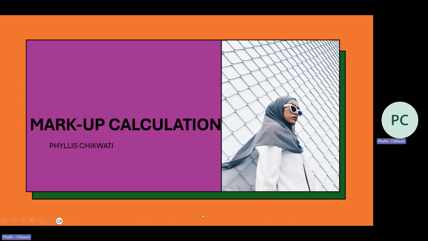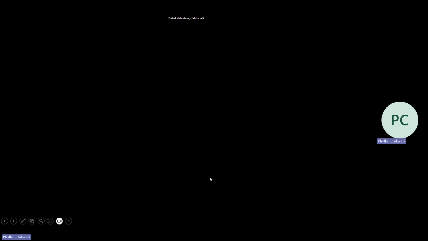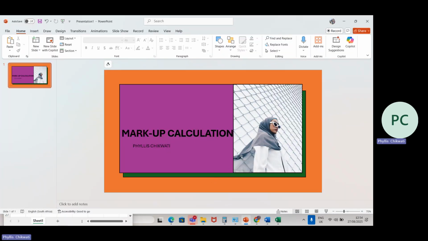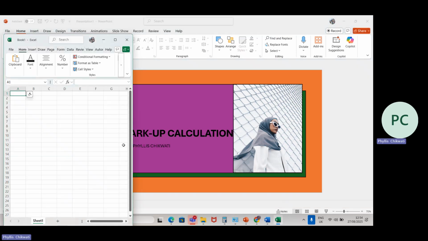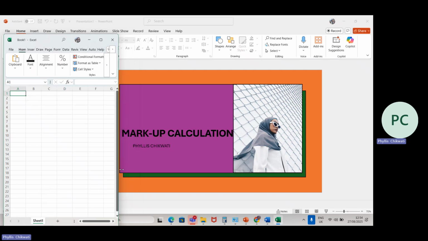Okay, so we're going to have our markup session. Let me just pull up my Excel spreadsheet. So I'm going to do my calculations here where we are doing our markup on cost. If you follow the VAT session that I did previously, you can see that there is a similar concept.